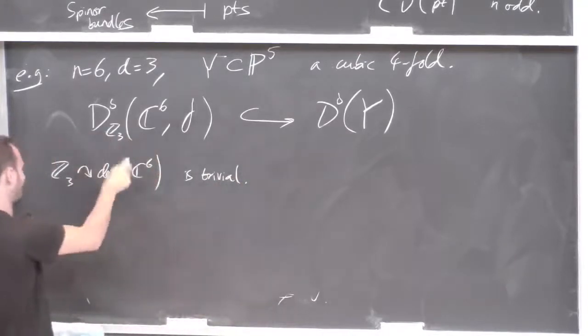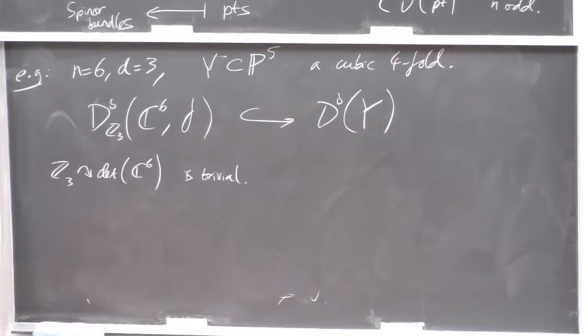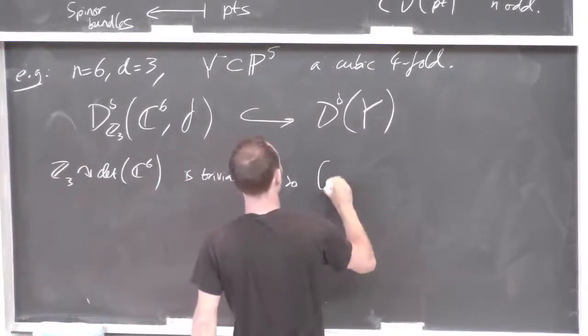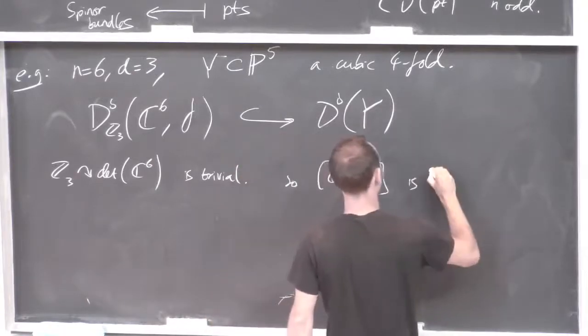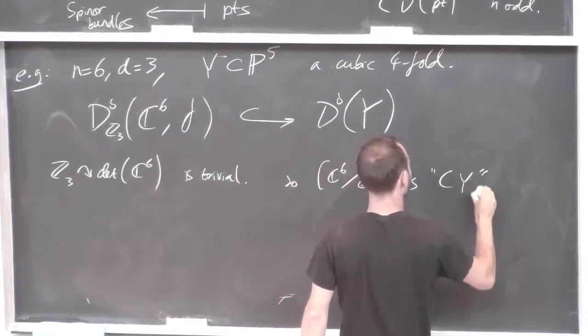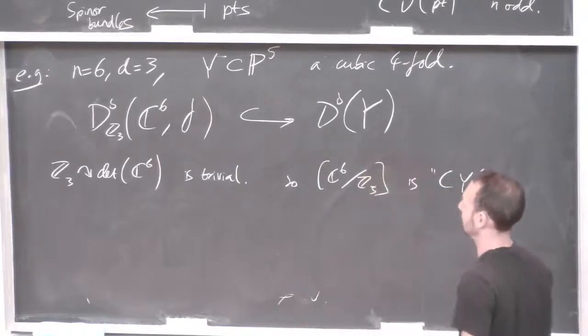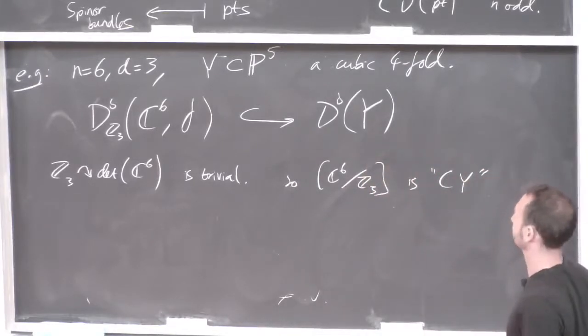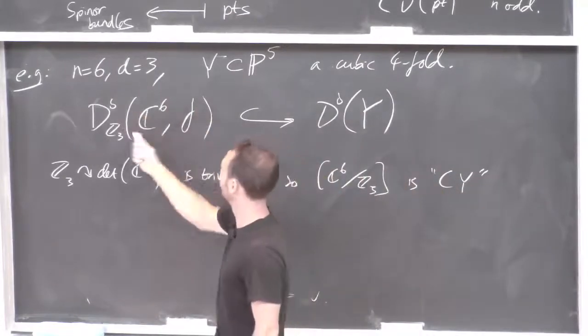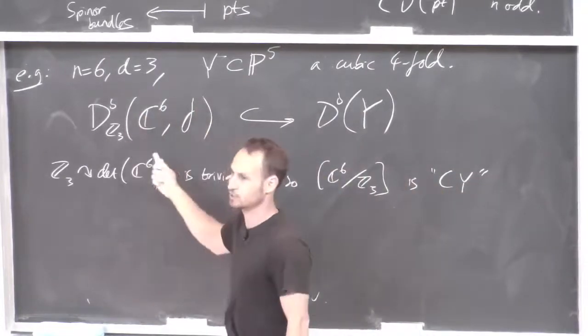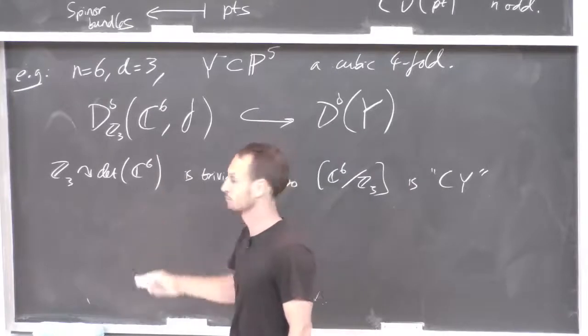Yeah, Z6 would be acting trivially, so Z3 is also acting trivially. So you should think of the orbifold C6 mod Z3 is Calabi-Yau. And what's actually precisely true is that this category here of matrix factorizations has a trivial Serre functor.